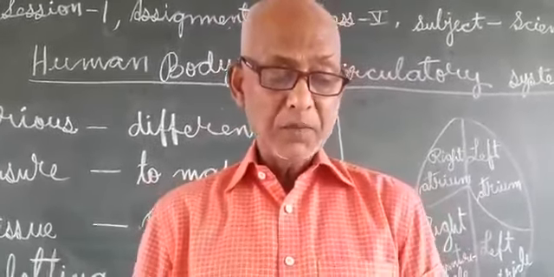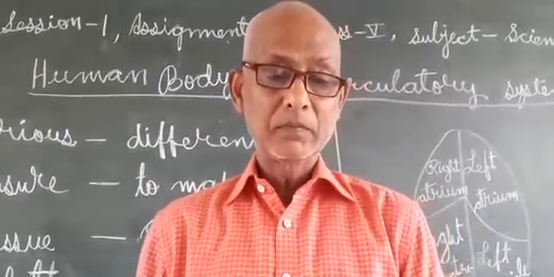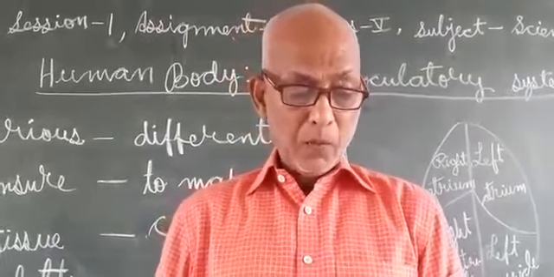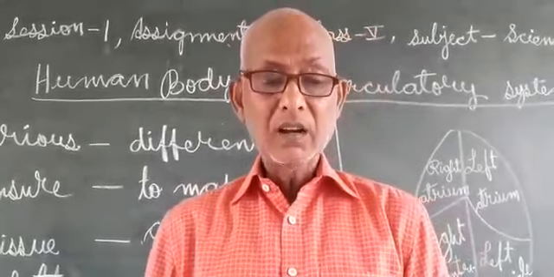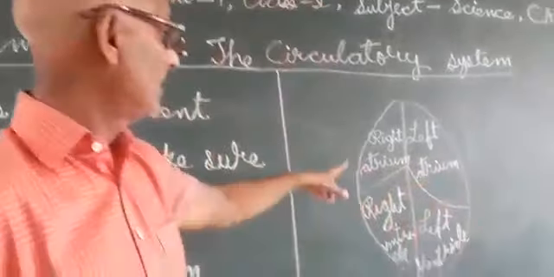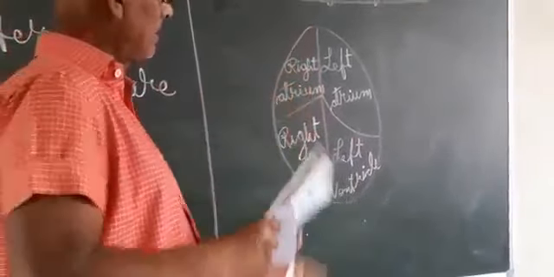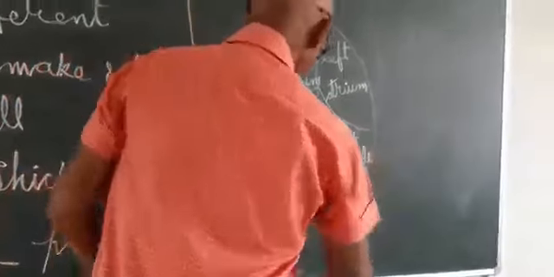Each of the 2 chambers on top is called the atrium. Both the chambers together are also called auricles or atria. You can see here. See, this is the diagram of the heart. Right atrium, left atrium, right ventricle, left ventricle.